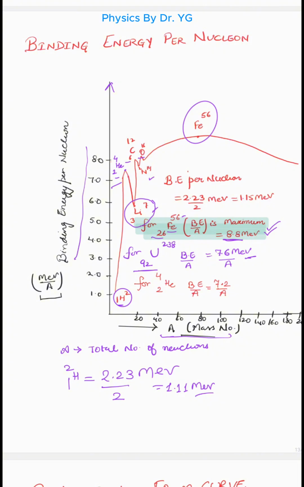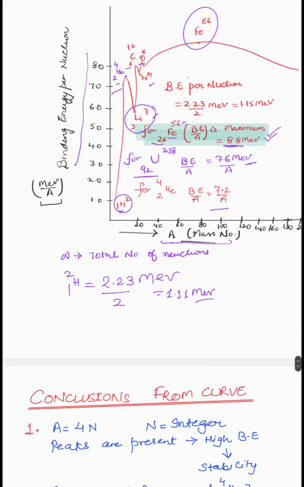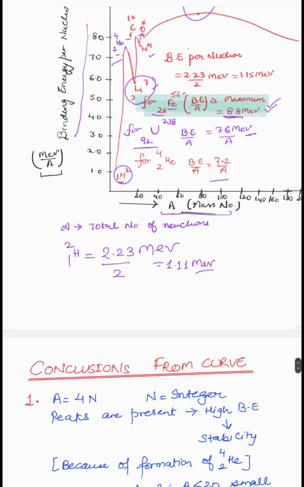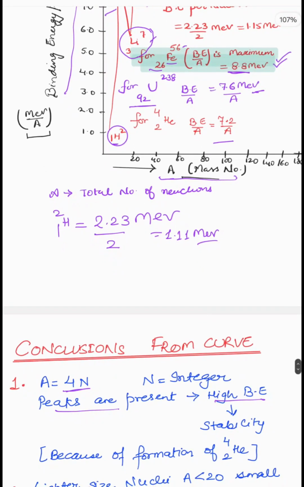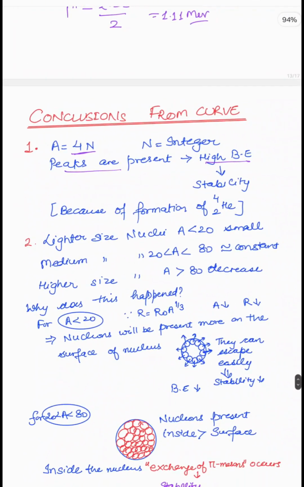For helium, it is 7.2 MeV per nucleon. Now let's study what we are concluding from this binding energy per nucleon. First, we have already studied that for the nuclei whose mass numbers are multiples of 4, we have seen the peaks there. Peaks represent the higher value of binding energy. The higher the value of binding energy, the higher will be the stability of those nuclei.